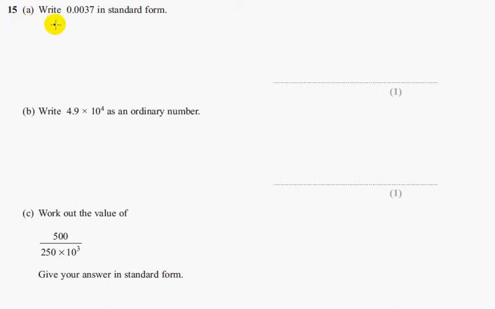Question 15 Part A. Write 0.0037 in standard form. So in standard form, the first number must be between 1 and 10. So in this case it's going to be 3.7 times 10 to the power of something, and it's going to be minus 3 in this case. So 3.7 times 10 to the minus 3 is the same as 0.0037, but this one is in standard form. Okay, and that's worth 1 mark and has to be exactly like this.